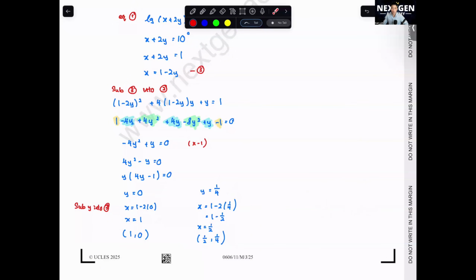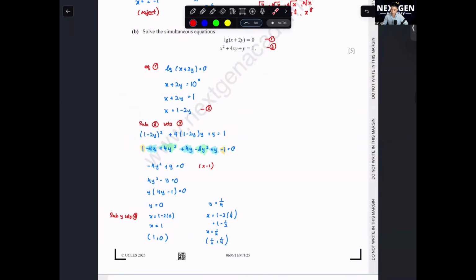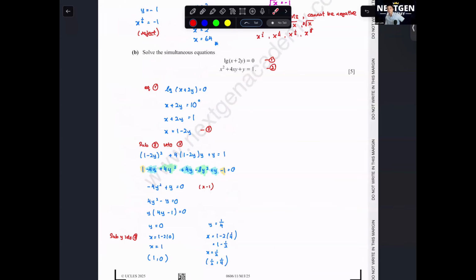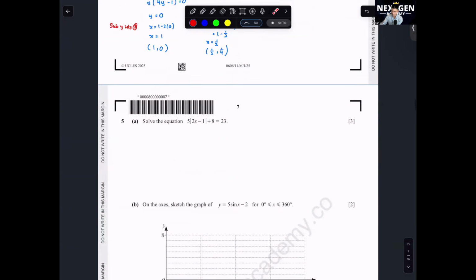Okay, question number 4. If you can do this, can you type 4? I think the first half of the paper is quite easy. It's the second half. Okay, the second half is a little bit hard. Okay, let's go to question 5.